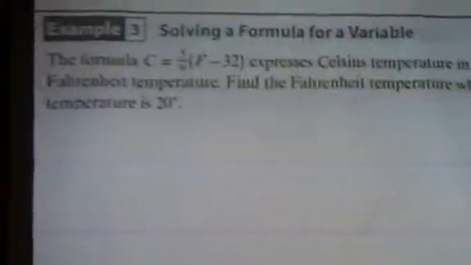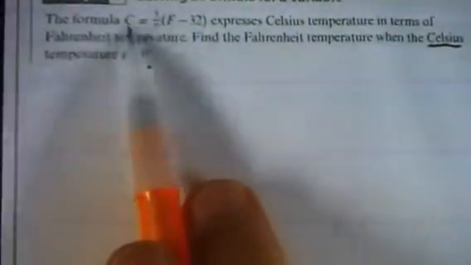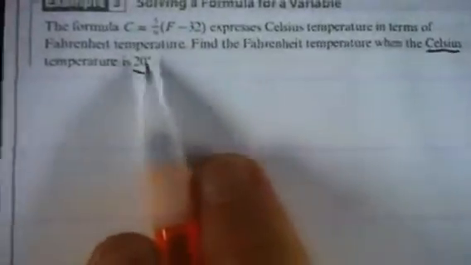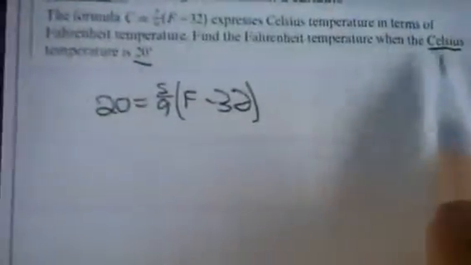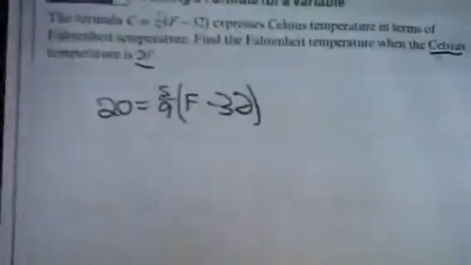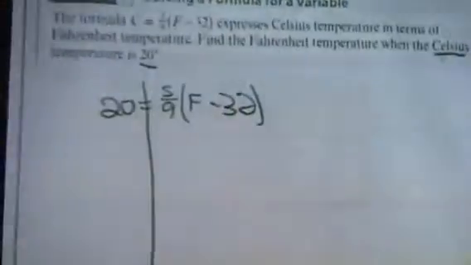Okay, the formula expresses, there it is, Celsius temperatures in terms of Fahrenheit. Find the Fahrenheit temperature when the Celsius temperature is 20. So it gives you that the Celsius temperature is 20. C in this formula stands for the Celsius temperature. So all I've got to do is take that 20, plug it into this equation. 20 equals 5/9 F minus 32. If it gives you the Celsius temperature, just plug it into the original equation.